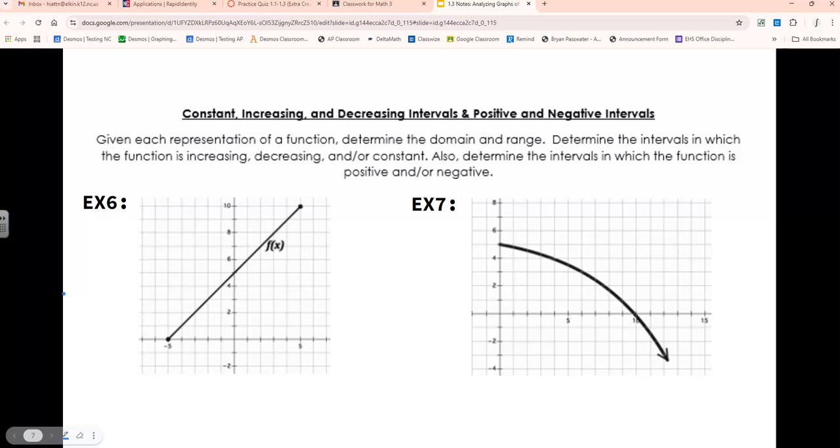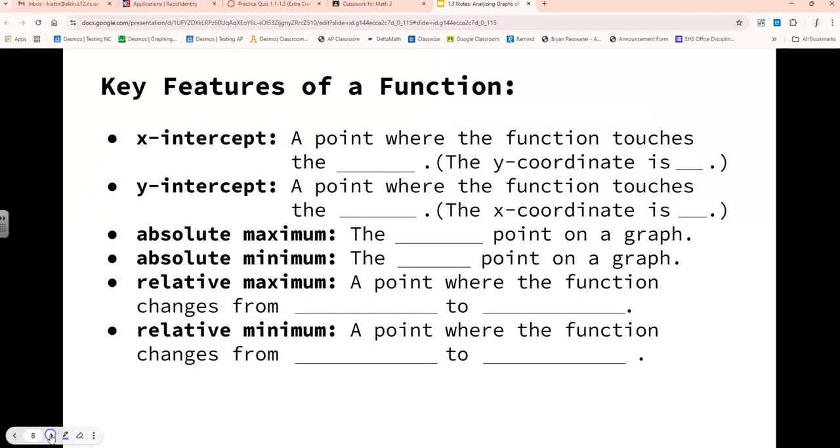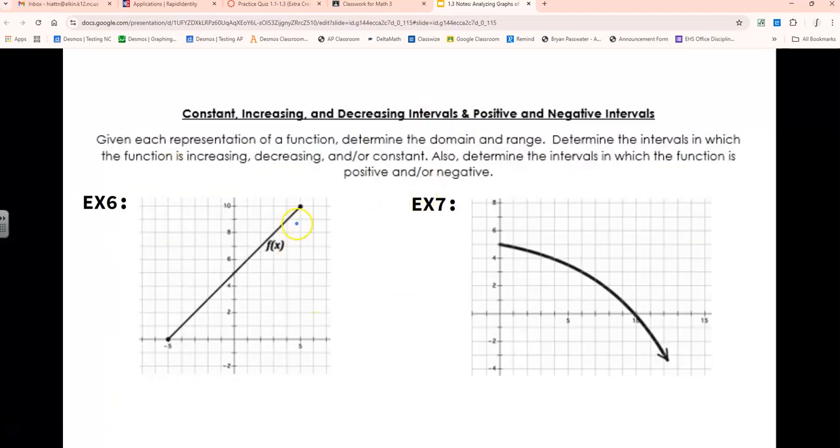So for this, this is starting to ask us for everything. How many more? We got one more after this. I don't know if that's okay. Yeah. So this one's going to ask us for everything.